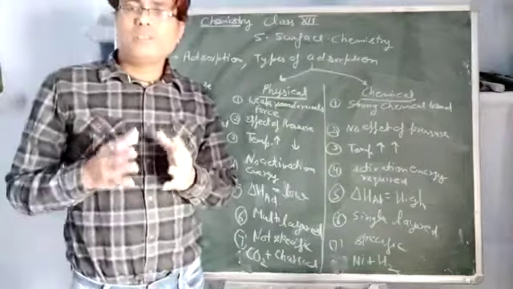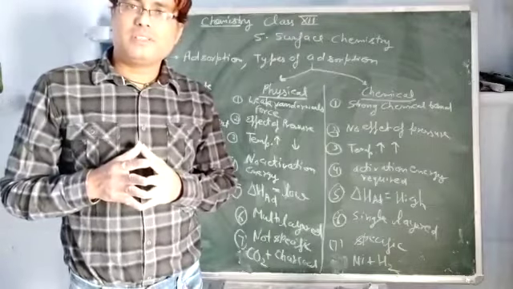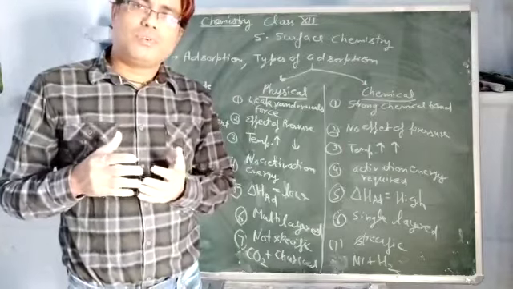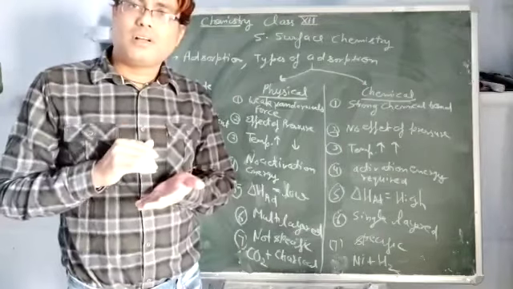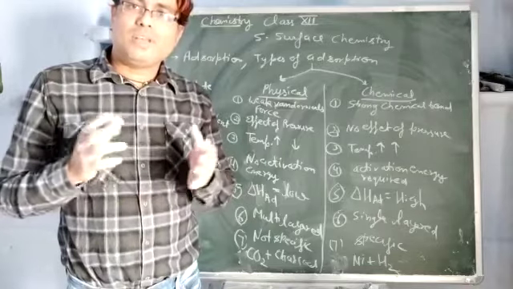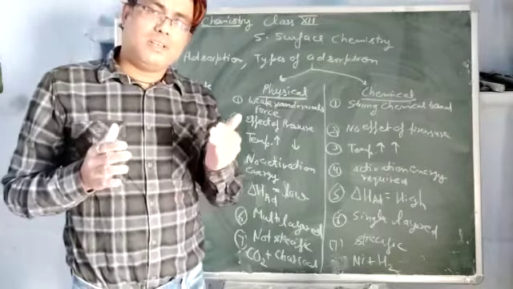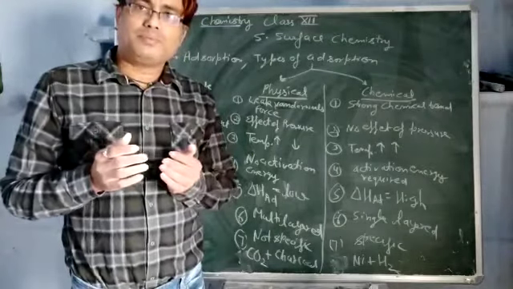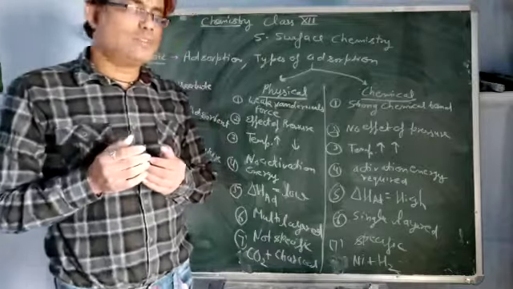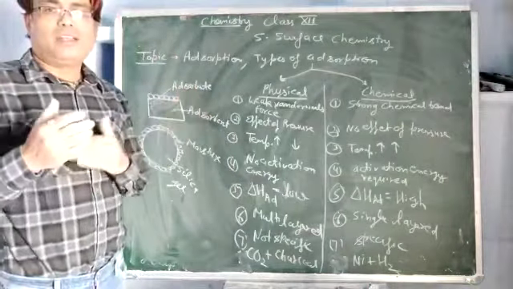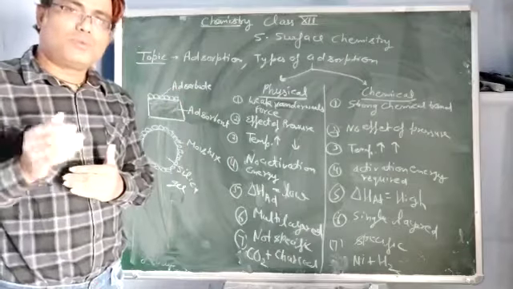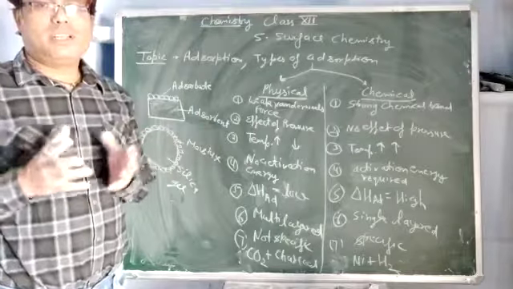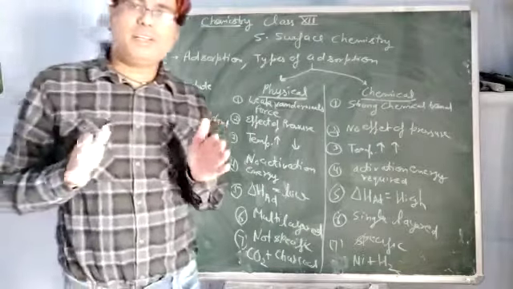You can say adsorption is a surface phenomenon in which there is an increase in the concentration of molecules on the surface of a substance. So actually we have two substances here. One substance which is adsorbed is called the adsorbate, and the other substance which adsorbs is called the adsorbent. So you can understand easily that there are two terms, adsorbent and adsorbate.